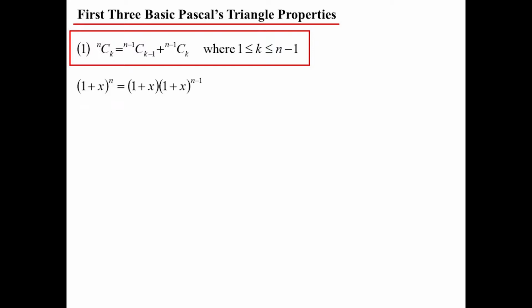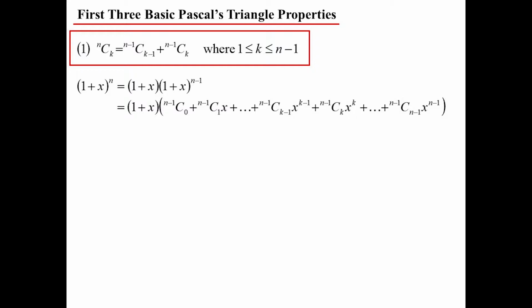Let me prove it. So (1 + x)^n, I could rewrite as (1 + x) times (1 + x)^(n-1). Now if I expand out (1 + x)^(n-1), it would be (n-1)C0 + (n-1)C1 x, and so on and so on.